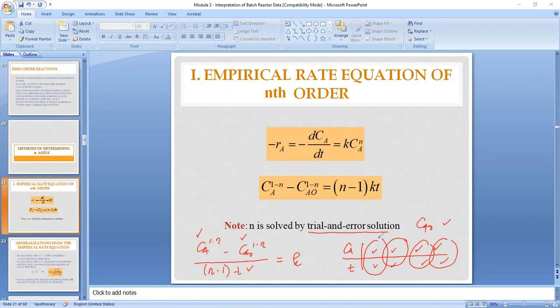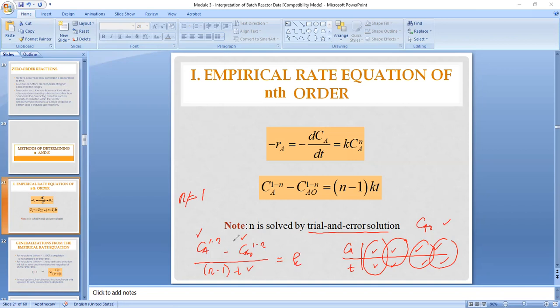So meaning, whether I use this pair, or this pair, or this pair of data, I should be coming up with the same k value. What I suggest to my students, since it's trial and error, is that you first assign a value for n here. And by the way, you cannot assign a value equal to 1. Why? Because this will all be raised to 0, and that would be 1. You can assign any other value for n here, together with the C_A and t value and the C_A0, and so you solve for k.